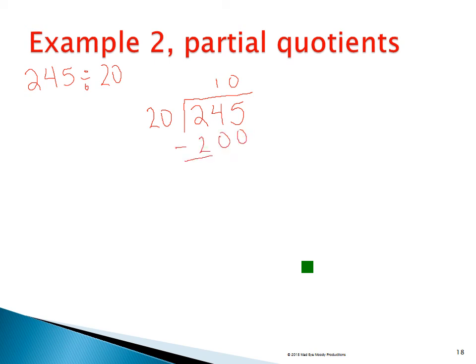That's 10 20s. And so then I'm left with 45. And I know 2 times 20 is 40. And then I'm left with 5. So then I add this together and I get 12. And I still have a remainder of 5.